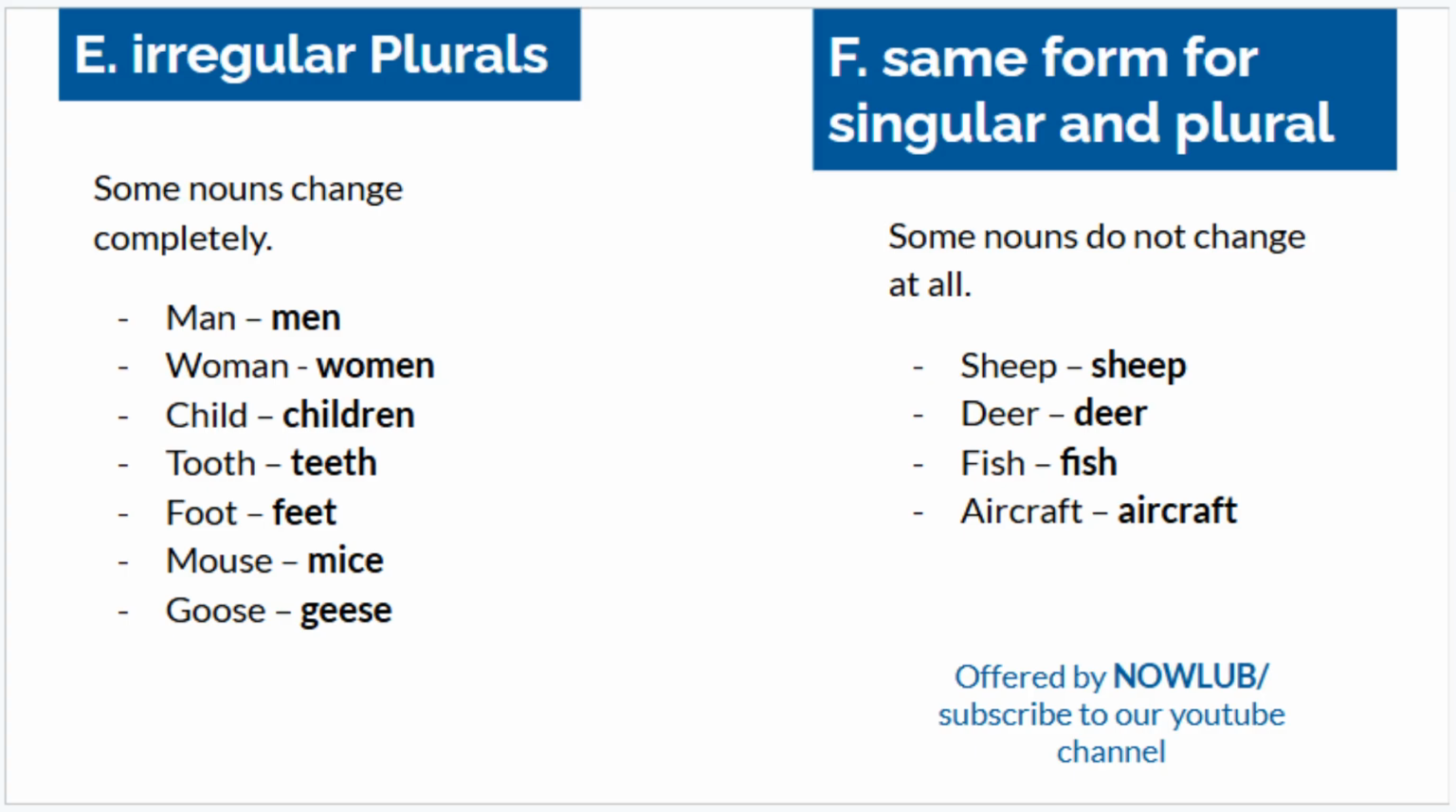For example, man, instead of saying mans, we just say men. Woman, women. Child, children. Tooth, teeth. Foot, feet. Mouse, mice, and so on.